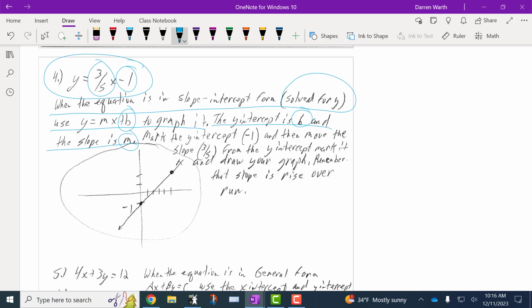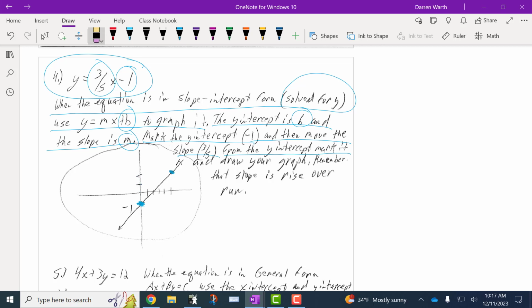So that's 3/5. First step, you're going to mark the y-intercept at -1. So notice I go to my y-intercept, which means where it crosses the y-axis. That's going to be a -1. And then move the slope, which is 3/5, from the y-intercept and mark it. So from this point right here, I'm going to move up 1, 2, 3, and over 1, 2, 3, 4, 5. So I mark that point right there.